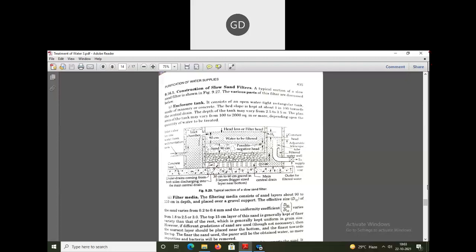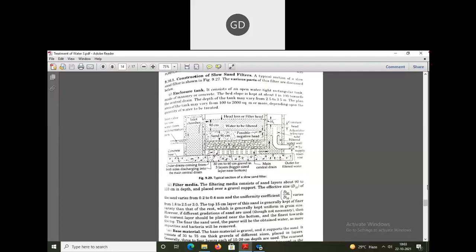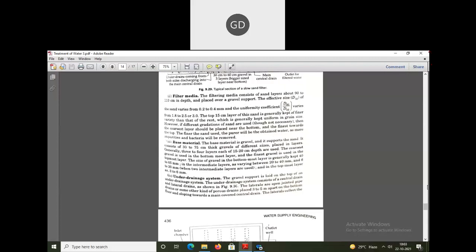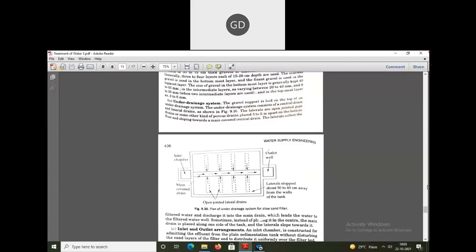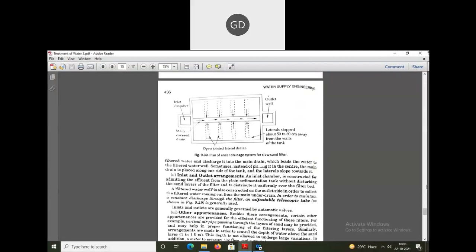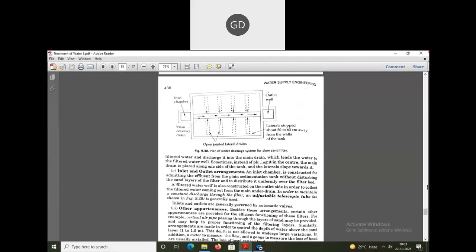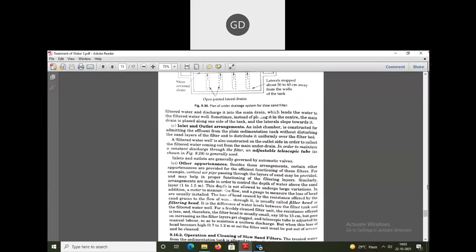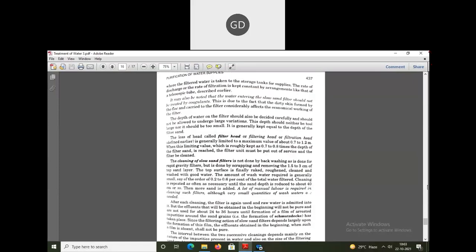Okay, how the gravels are put, how the sands are put, what the breadth, depth and height are. You will know all these things by going through this part. What base material is given, how the under drainage system is provided, how the inlet and outlet arrangements are given. All these things are written here nicely, so just go through the construction of the slow sand filters once.